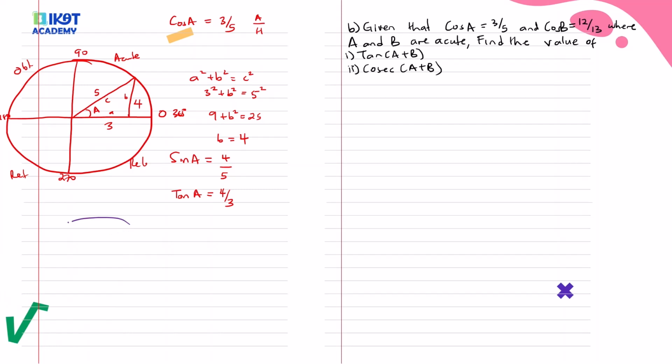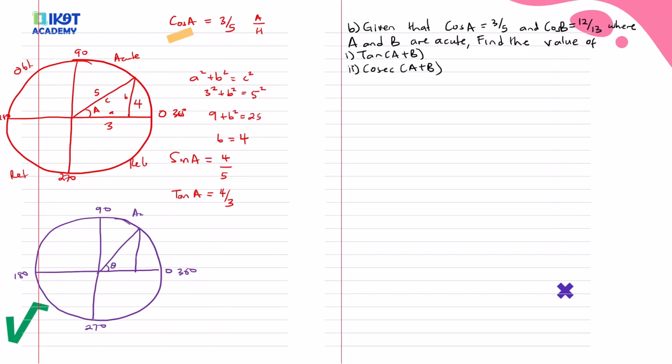Then now we can go to B. So to go to B, we'll draw our quadrant still. Then now this is 0, 90, 180, 270, 360. The question says they are both acute, so acute is here. I draw the triangle. This is theta. So I have cos B is 12 out of 13, and this is adjacent out of hypotenuse. So this is 12, this is 13, this is A, B, C.